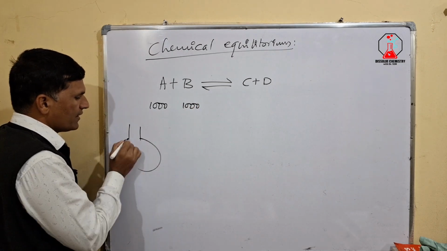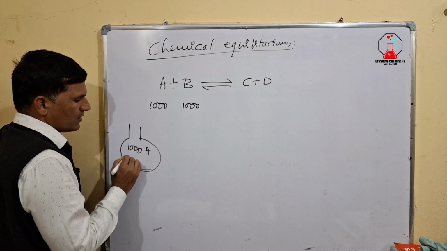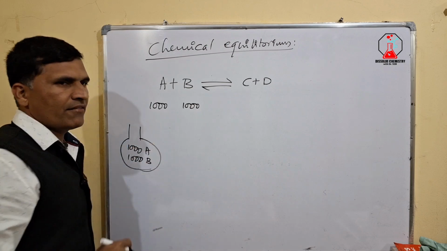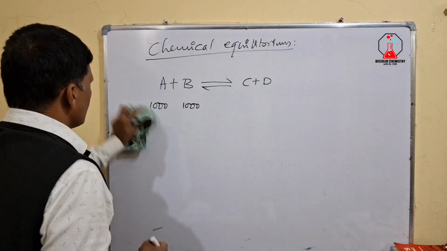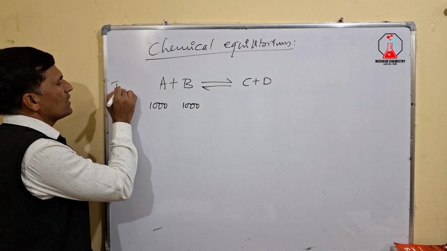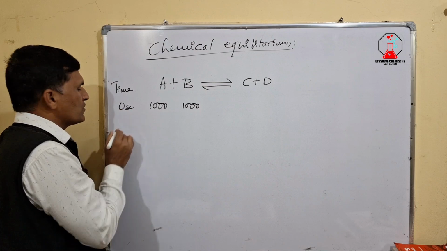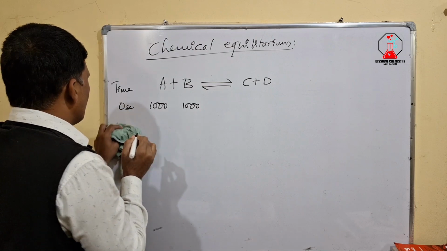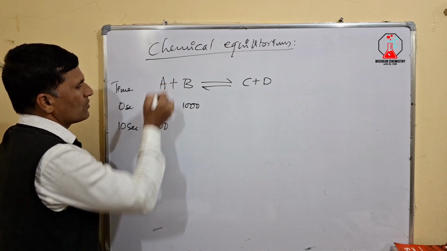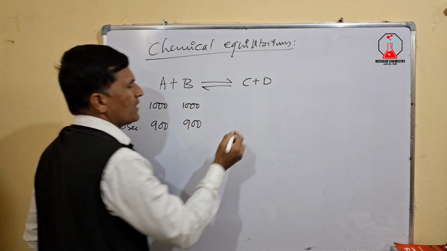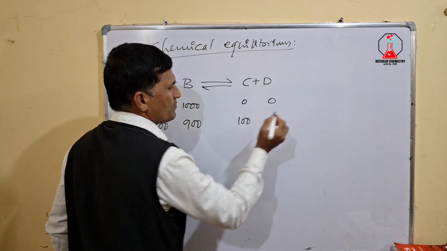Say we take a reaction vessel where we have taken 1000 molecules of A and 1000 of B, and they are allowed to interact with each other. Consider time as 0 seconds. Now what happens as time progresses from 0 to 10 seconds? We will find 900 molecules of A and 900 molecules of B, and obviously 100 molecules each of C and D are going to form.